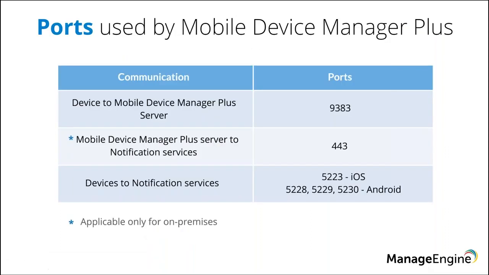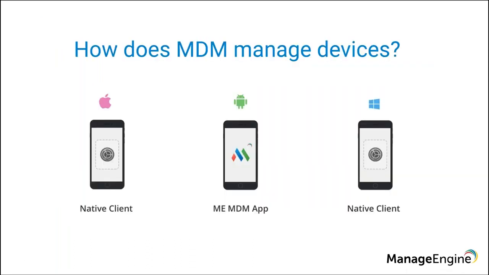Now for the ports used by MDM. The main port that we would be focused on when it comes to an on-premise solution is the 9383 port, as the 9383 port serves as the communication from your mobile devices to your MDM service. While if you're on the cloud-based solution, everything happens over HTTP request, which would be port 443.